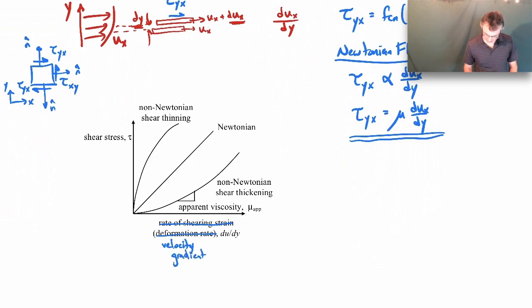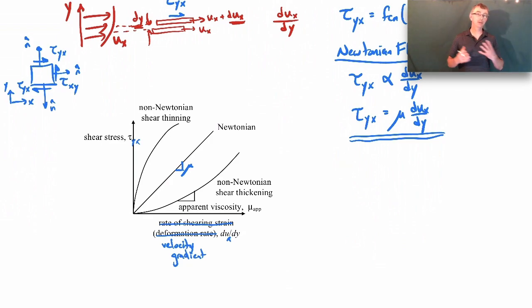So this is du_x/dx, and this is shear stress tau_yx. We just said that for a Newtonian fluid, they're proportional to one another, and that proportionality is the dynamic viscosity. I'll just write it as mu there. So we've just talked about Newtonian fluids. Shear stress and velocity gradient for a Newtonian fluid are proportional, and that constant of proportionality is the dynamic viscosity.